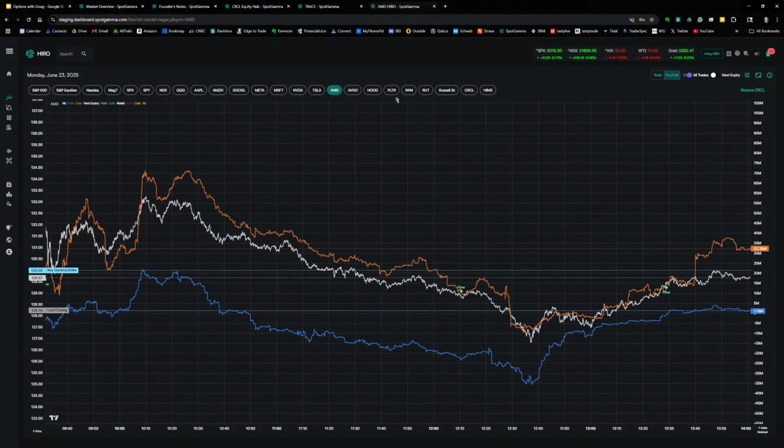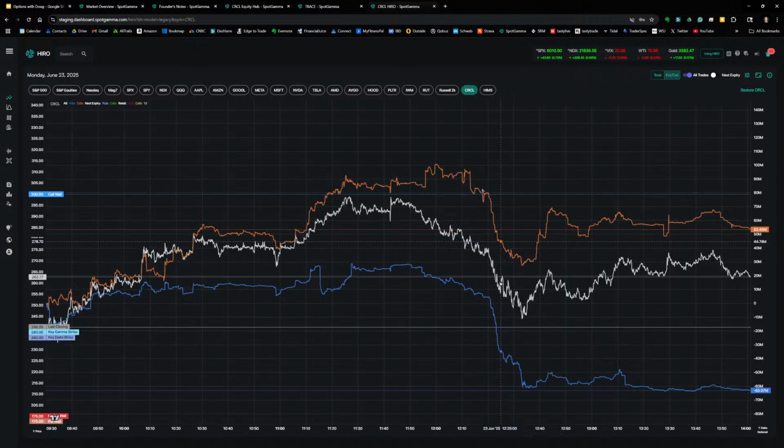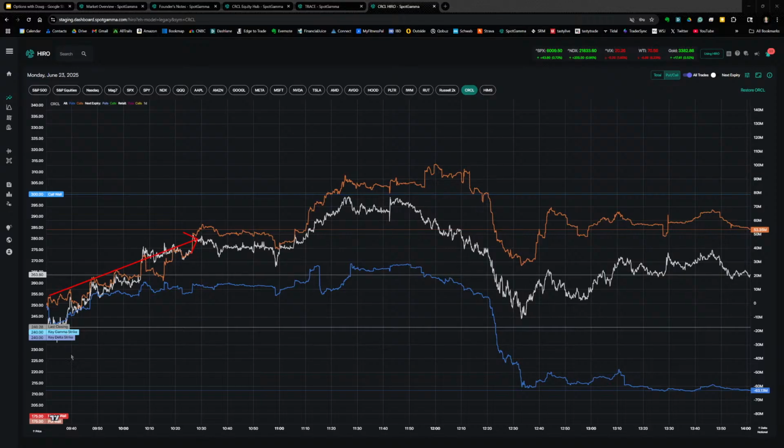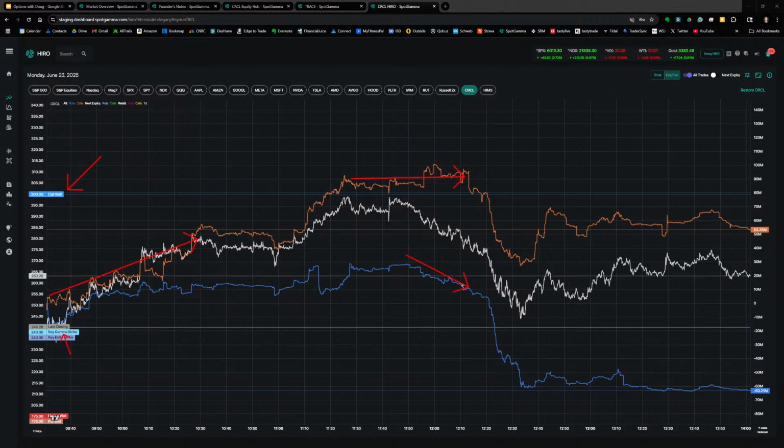Let's take a look at Hero first for Circle. And you can see in the morning, call buyers were coming in, shown by the rising orange line. Few put sellers. And price did move down below the 240 key gamma strike, but reversed higher. Moved up almost to the 300 call wall. And that's when the call buyers took the foot off the gas. Traders started buying puts. We'll take a look at the options chain in just a few minutes in Circle. So almost up to the 300 call wall, so from 240 up to 300.